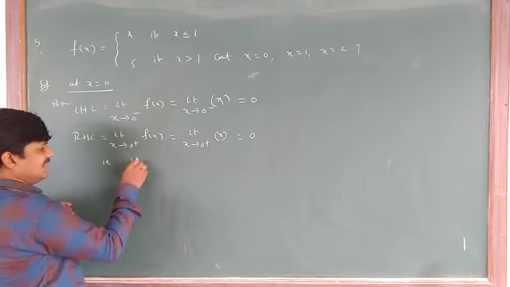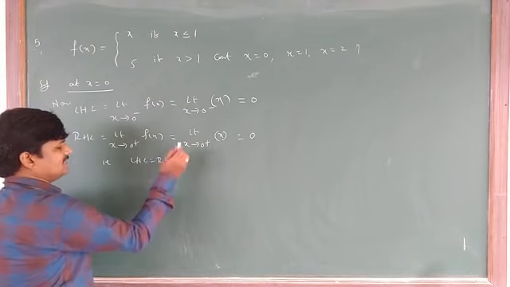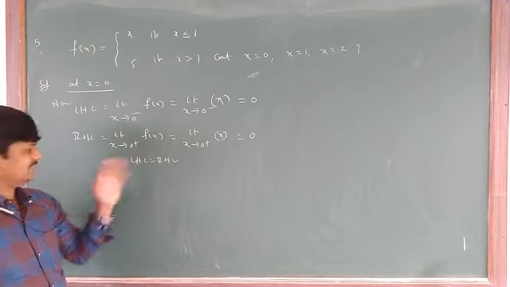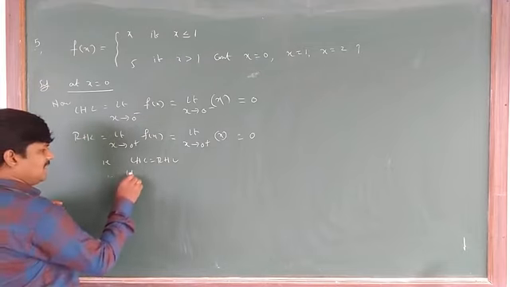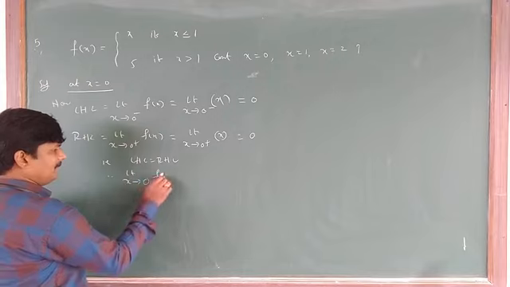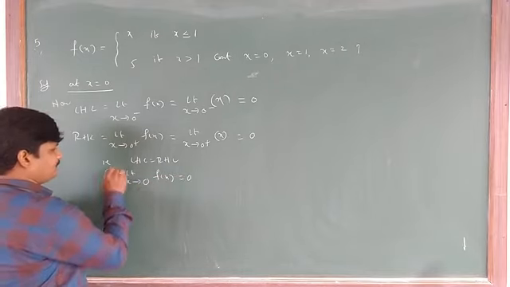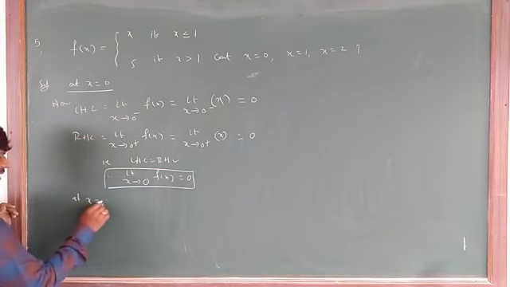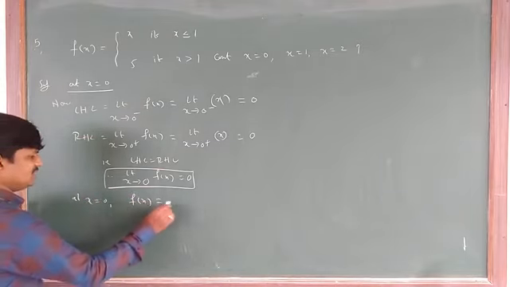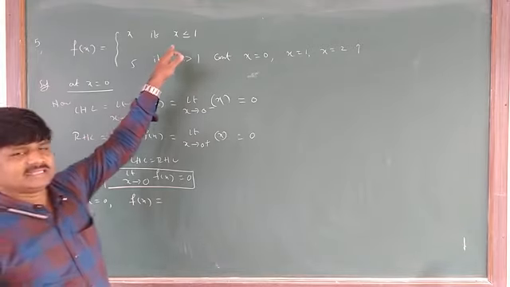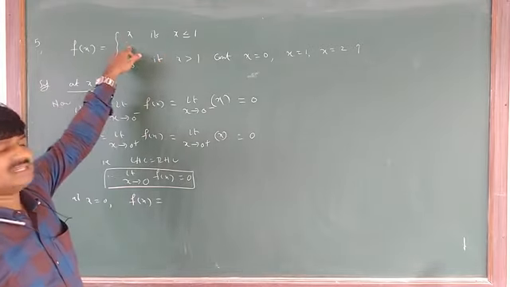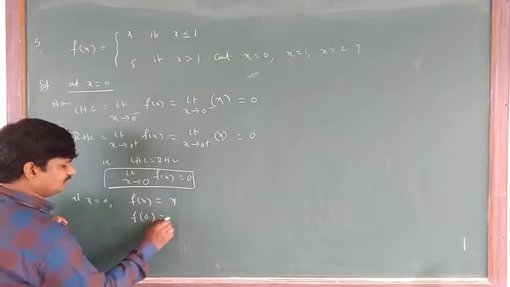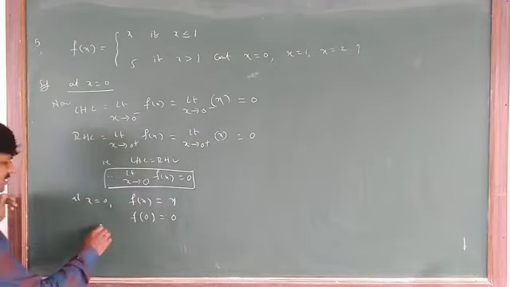So LHL is equal to RHL. Left hand limit and right hand limit both exist. Therefore limit x tends to 0 of f of x is equal to 0. That is the limit value. And at x equal to 0, what is the function f of x here? x equal to 0 is below 1 only, so f of x equal to x. So what is the f of 0 value here? 0. Right? So that is what we say.